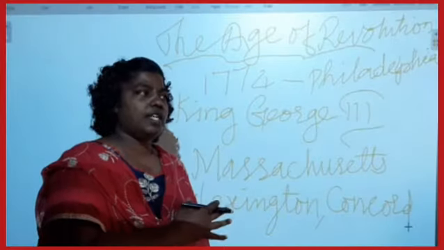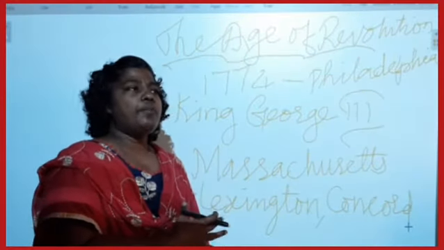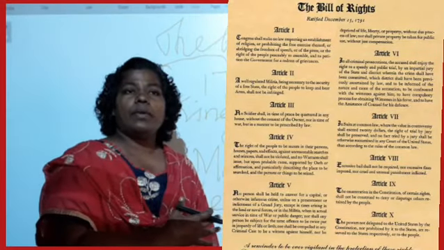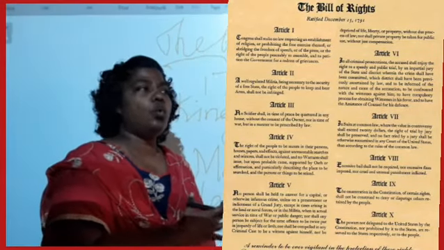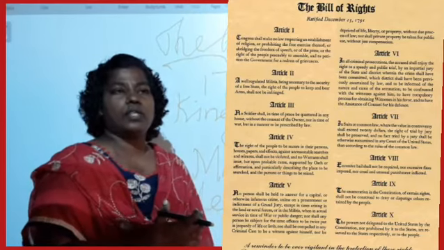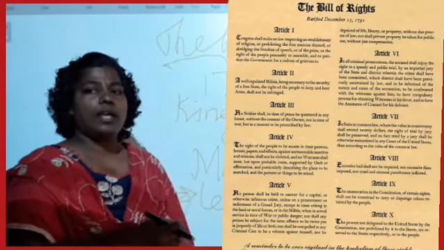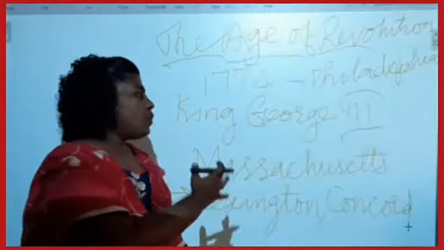Okay, the president was elected by the people of the country. So he started to rule based on the constitution, not based on his own will or wish. Okay, so this was the effect or the result of the American War of Independence.